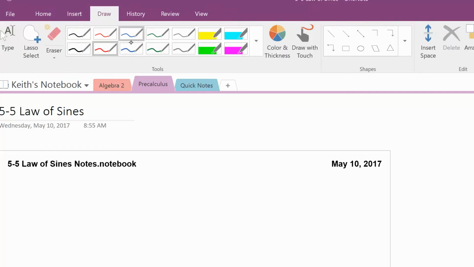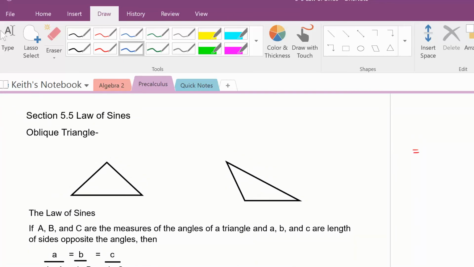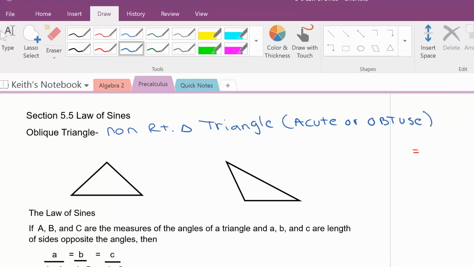Today we're going to talk about how you would solve a triangle that is not a right triangle. A non-right triangle is called an oblique triangle. And the two types of triangles that are not right by the angles are acute or obtuse. So in this case, it's either going to be an acute triangle or an obtuse triangle.